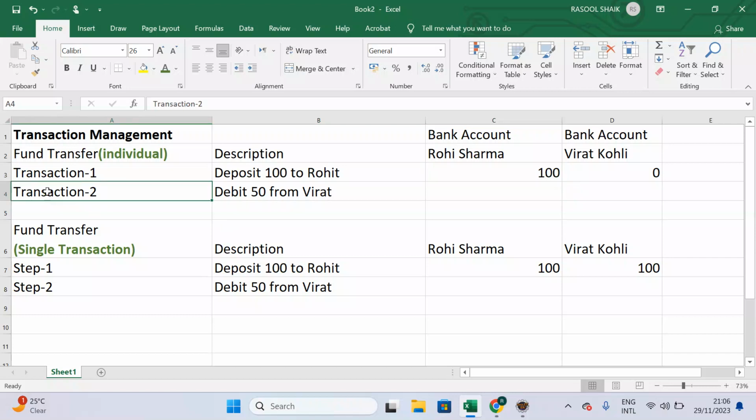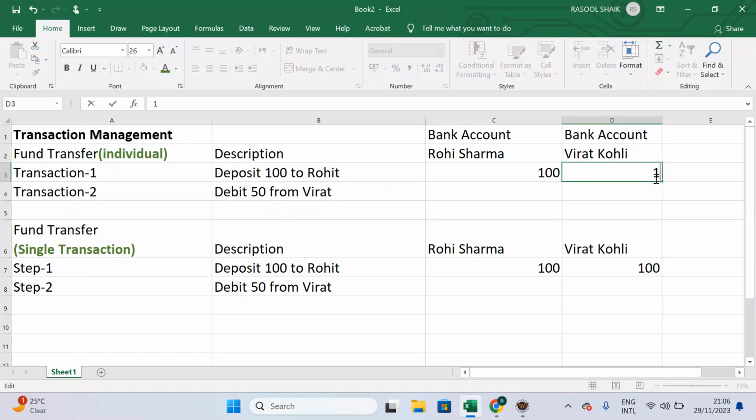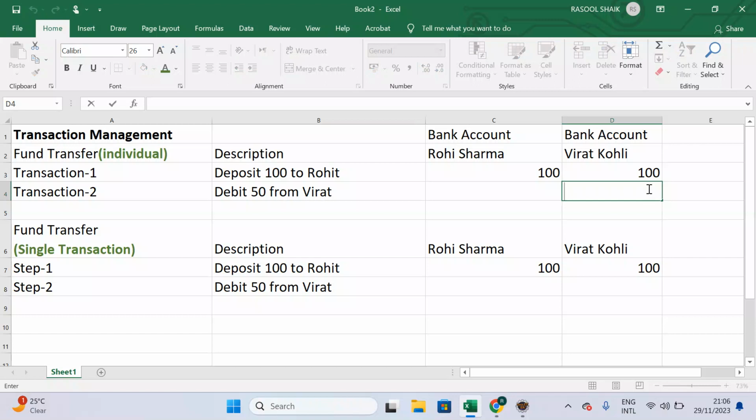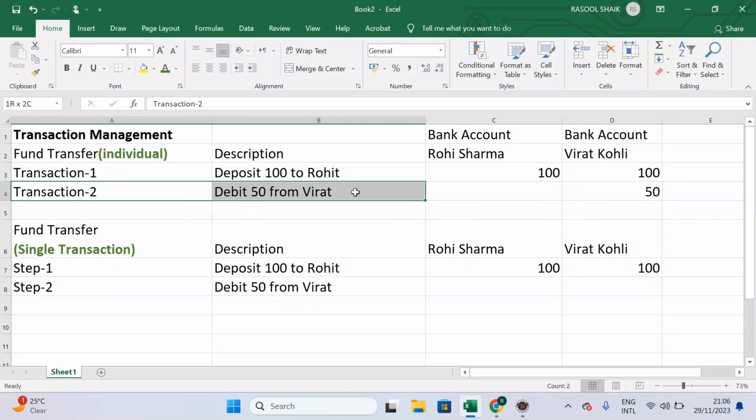Similarly, in the second step, we are trying to debit 50 rupees from Virat Kohli. Let's say Virat Kohli also has 100 rupees as the initial amount. So we are debiting 50 rupees from Virat Kohli. Then what is the total amount of Virat Kohli's bank balance? It will be 50 rupees. So this is also nothing but one transaction.